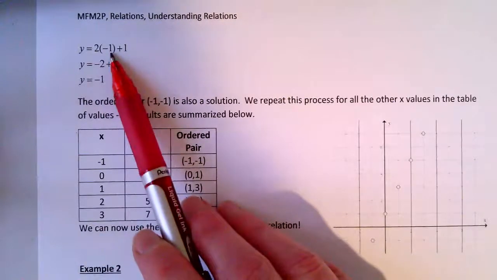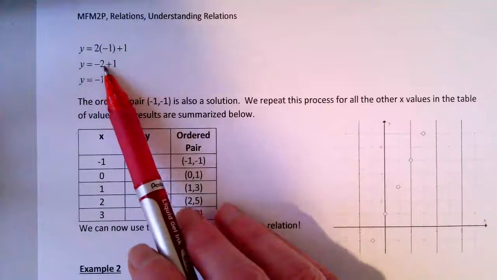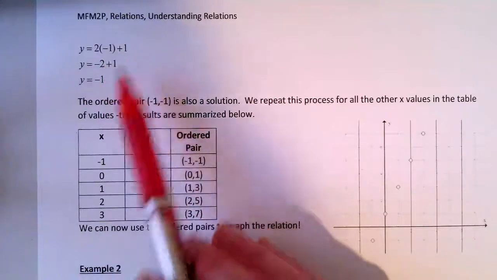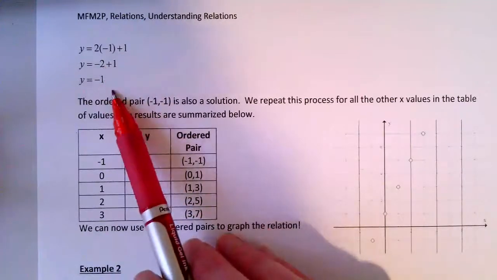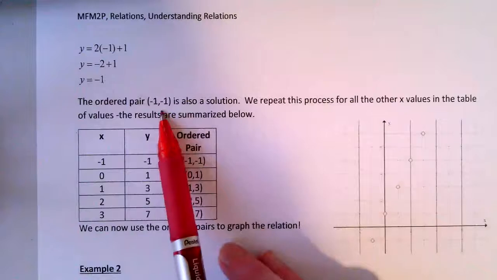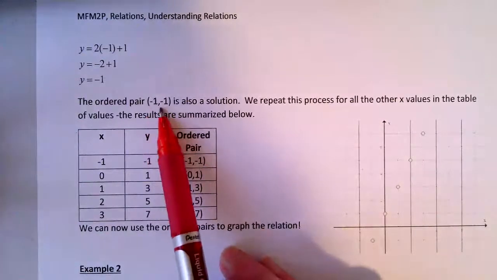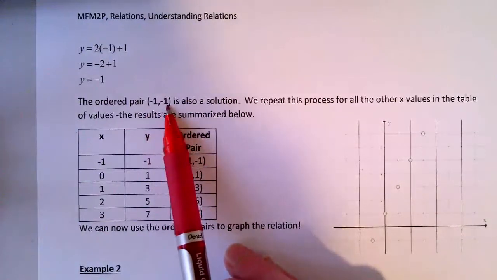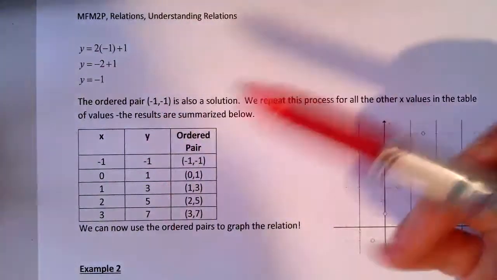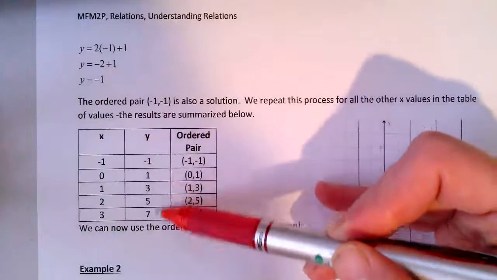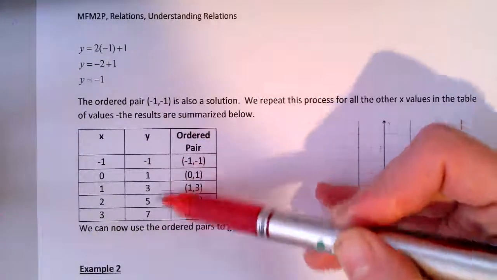I multiply to get negative 2, and then I add the 1, so that y is equal to -1. So that corresponds to the ordered pair (-1, -1). It's also a solution. So I go through and I repeat this process for all the other x values in the table. And to save time, I've summarized the y values here.